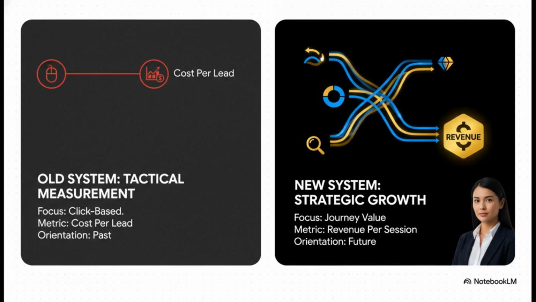In the old system, you're stuck asking these small, tactical questions like, which ad got the click? Your big metric is cost per lead. You're basically just reporting on what already happened. In the new system, you get to ask big, strategic questions like, which entire journey created the most value? Your metric becomes something powerful, like revenue per session. You stop reporting on the past and you start modeling the future.